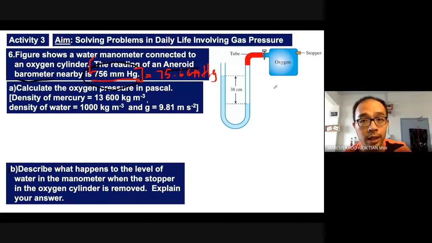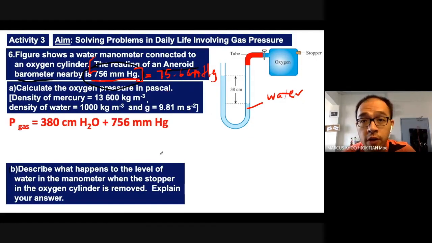Calculate the oxygen pressure in Pascal. So we need to calculate the oxygen pressure and convert it into Pascal. Can you try this first, please? We are using water, guys. You not only have to convert to centimeter, you have to convert it to meter as well. Make sure everything is in meters, because we're using water. Calculate the oxygen pressure, please. This is our last one for today, I think. I'm running out of time, so I better get down to this.